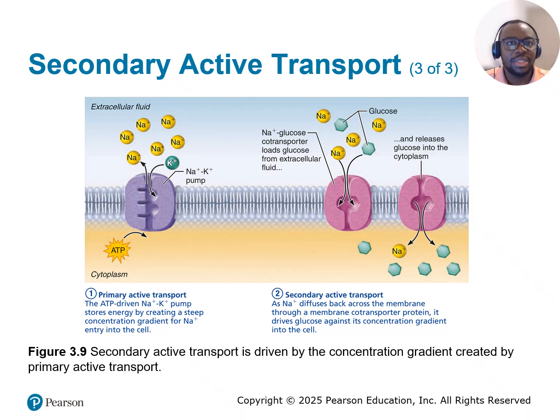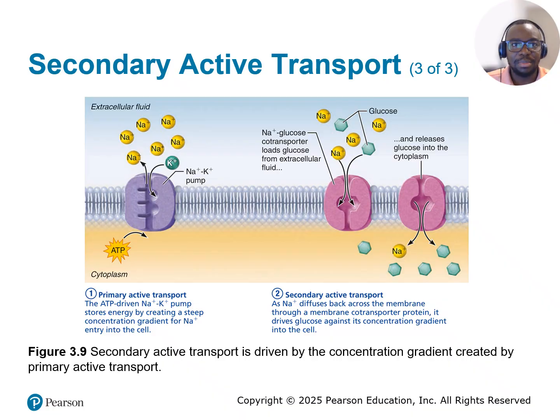This figure illustrates secondary active transport using the ATP-driven sodium-potassium pump as an example. Note that sodium ions are more concentrated outside the cell and potassium ions are more concentrated inside the cell. In the first step, which is a primary active transport process which we've discussed already, the ATP-driven sodium-potassium pump stores energy by creating a steep concentration gradient for sodium entry into the cell. The pump drives sodium ions out of the cell and pumps potassium back into the cell.